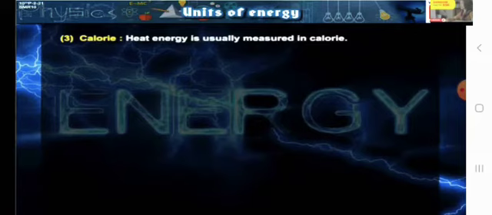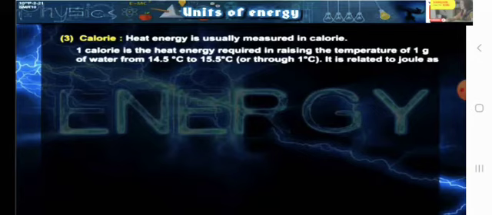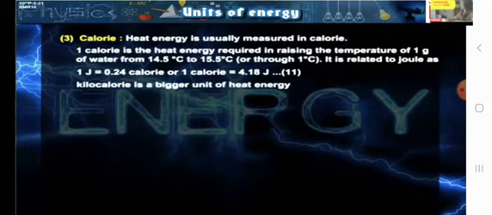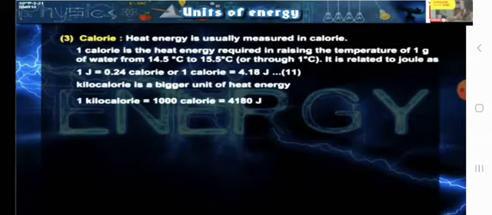3. Calorie. Heat energy is usually measured in calorie. 1 calorie is the heat energy required in raising the temperature of 1 gram of water from 14.5 degrees Celsius to 15.5 degrees Celsius or through 1 degree Celsius. It is related to joule as 1 joule is equal to 0.24 calorie or 1 calorie is equal to 4.18 joule. Let this be equation 11. Kilocalorie is a bigger unit of heat energy. 1 kilocalorie is equal to 1000 calories is equal to 4180 joule.